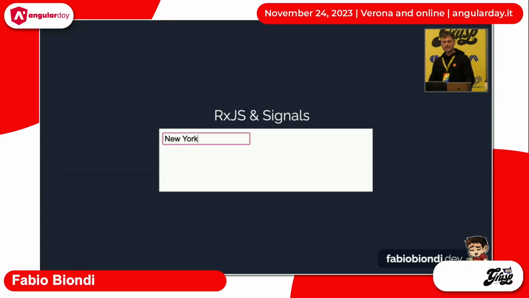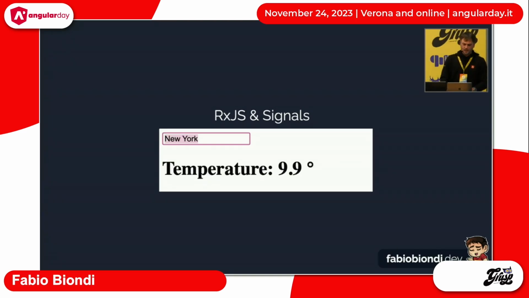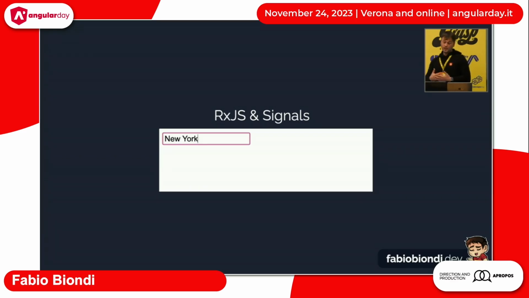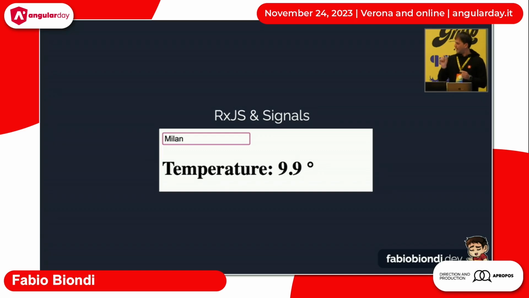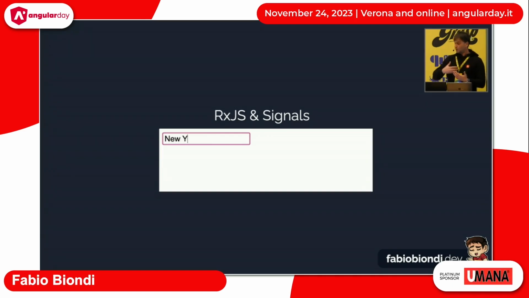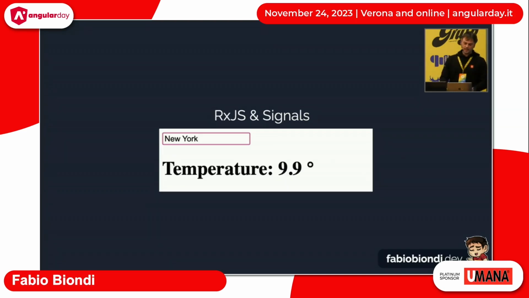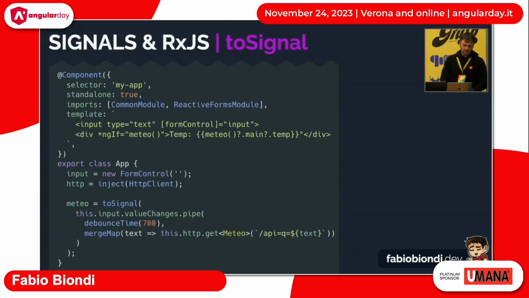Anyway, I want to show you some examples with RxJS and signals. In this case, we are just seeing a demo with an input field. When a user types something inside the input field, we want to wait until they complete typing and run a server-side call to get the temperature.